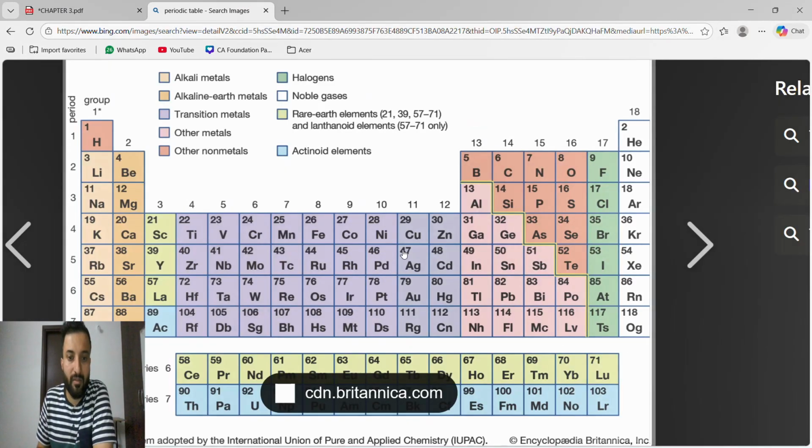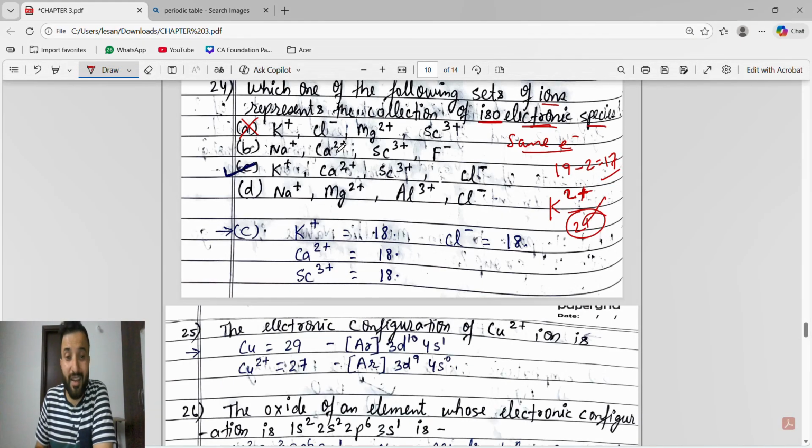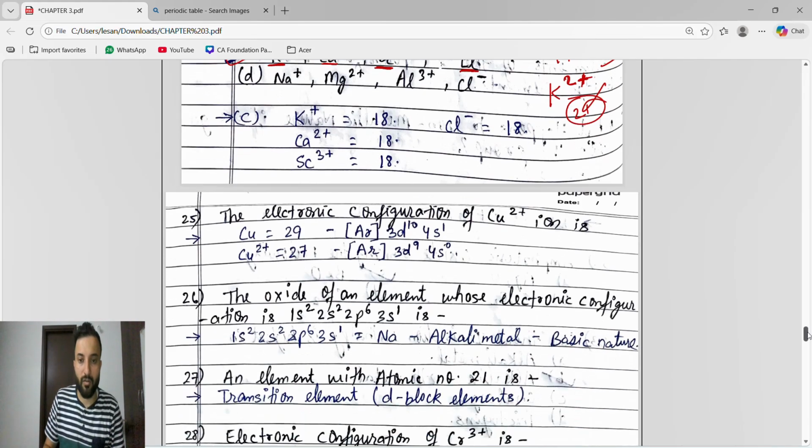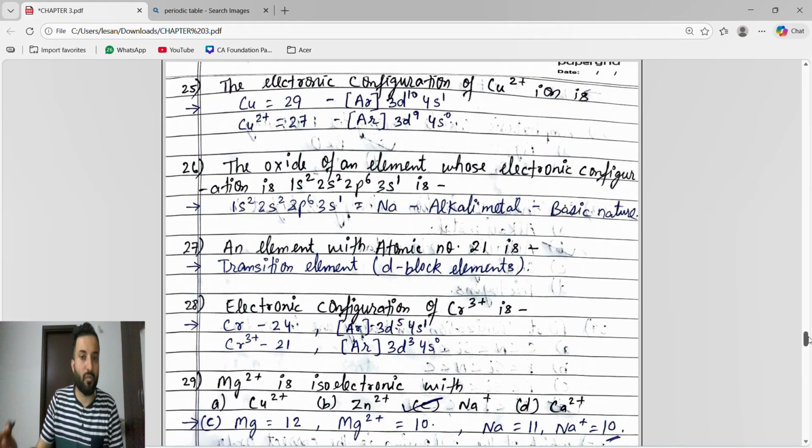Now calcium. Calcium is 20. From 20 we minus 2 is 18. It's not isoelectronic. Iso means all should have the same electrons. Now guys, see here. K is 19, 19 minus 1, 18. Calcium is 20, 20 minus 2, 18. Scandium is 21, 21 minus 3 is 18. Chlorine is 17, 17 plus 1 is 18. All are 18, 18, 18. Yes, option C is the correct answer. Like that you have to do. Isoelectronic species means they have the same number of electrons.